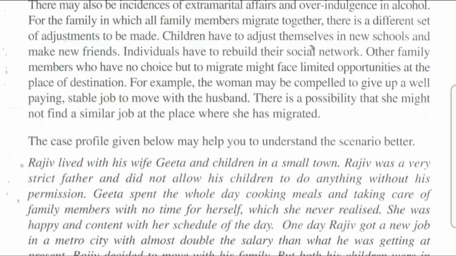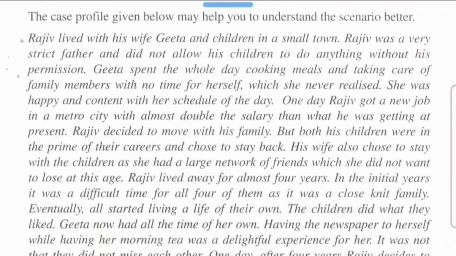The case profile given below may help you to understand the scenario better. Rajiv lived with his wife Geeta and children in a small town. Rajiv was a very strict father and did not allow his children to do anything without his permission. Geeta spent the whole day cooking meals and taking care of family members with no time for herself, which she never realized. She was happy and content with her schedule of the day.